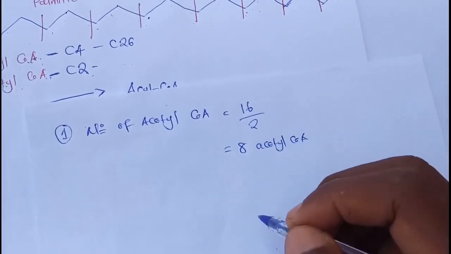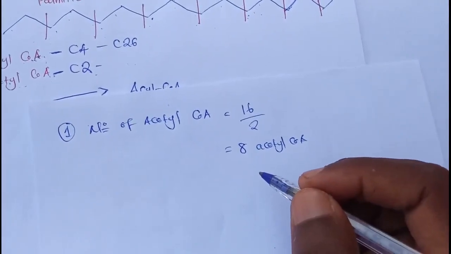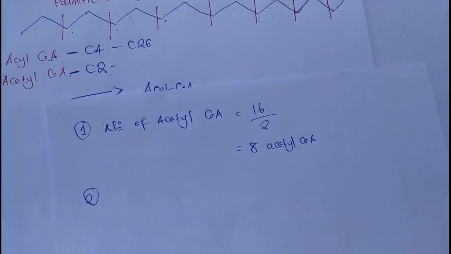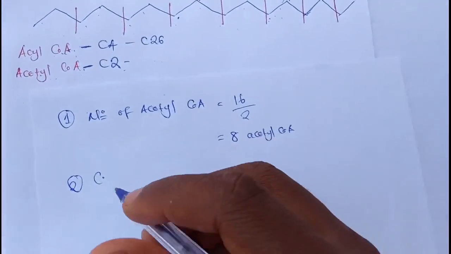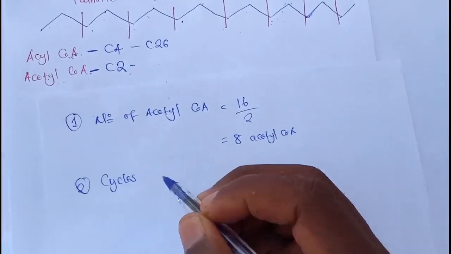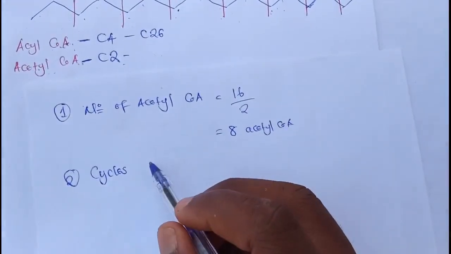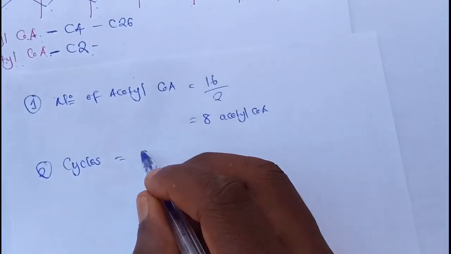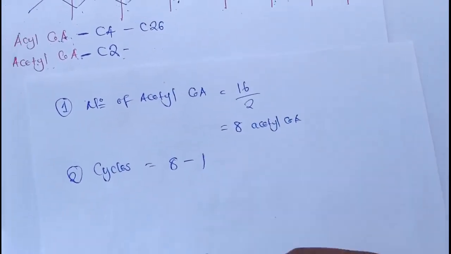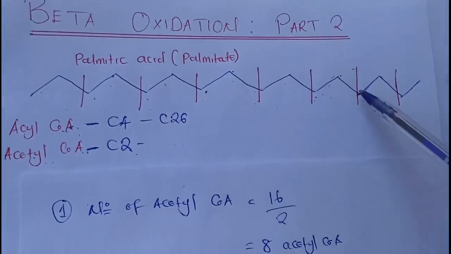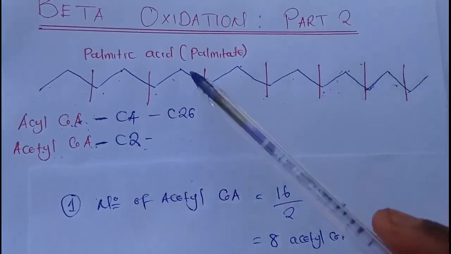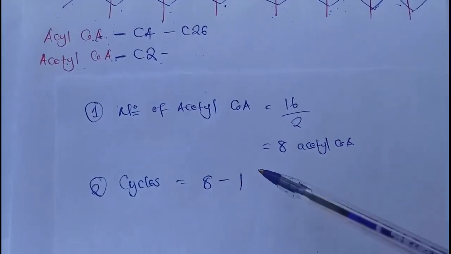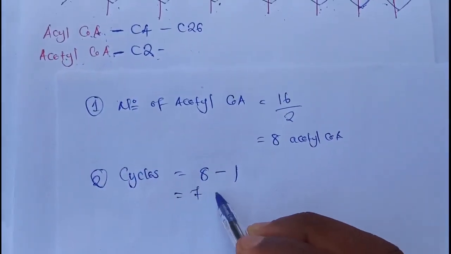Okay, and after we do that, the next step is we determine the number of cycles. To determine the number of cycles, we can simply say the number of acetyl CoA, which is 8, then we subtract 1, because to find the number of cycles we had just counted the number of times we had cleaved this compound. But the easier way is number of acetyl CoA minus 1, which is 7 cycles.